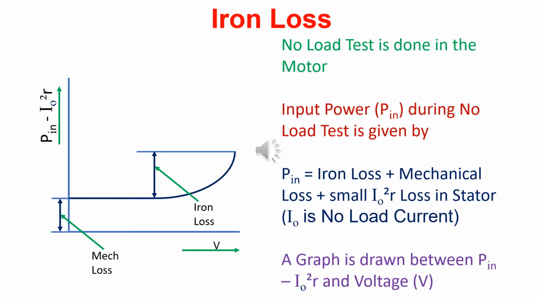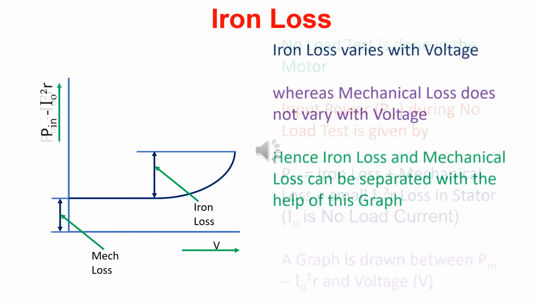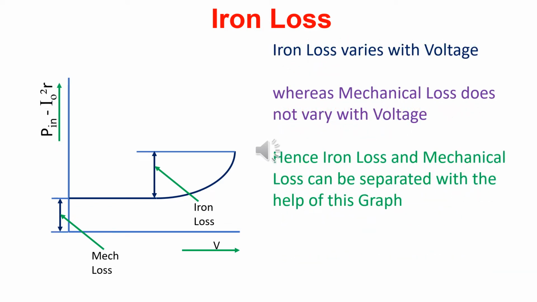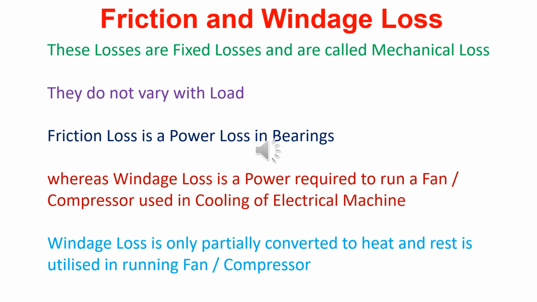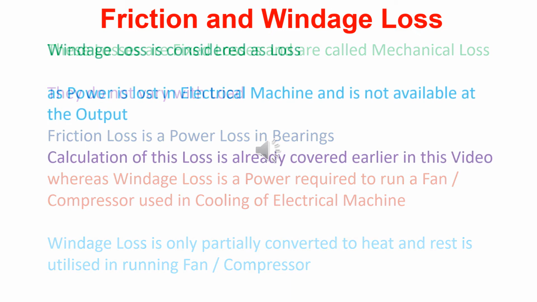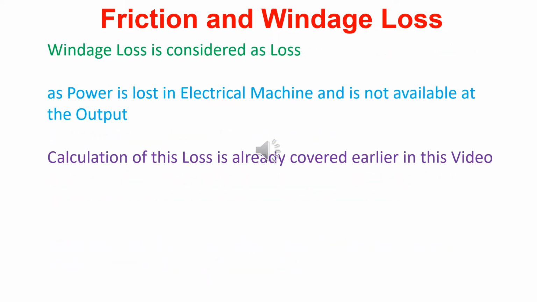Fixed loss, e.g. iron loss plus mechanical loss, is obtained by performing no load test. Iron loss and mechanical loss are separated by plotting input power versus voltage. Friction loss is a loss in bearings, whereas windage loss is the power required to run a cooling fan. Windage loss is considered a loss, as power to run a cooling fan is not available to mechanical output.